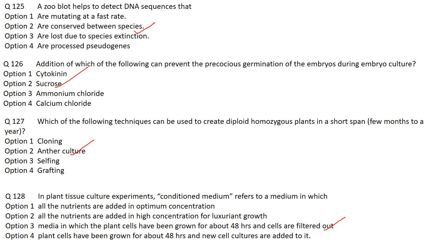The next one. Addition of which of the following can prevent the precocious germination of the embryo during embryo culture? So increased sucrose concentration. So answer is option 2, sucrose.